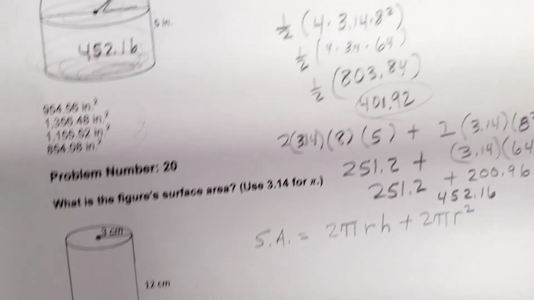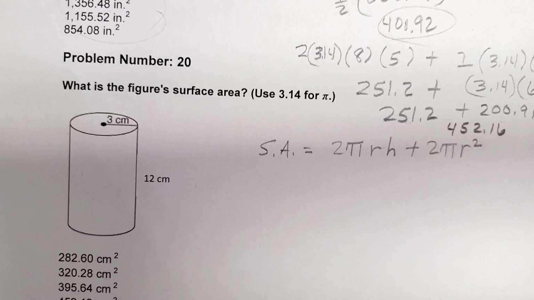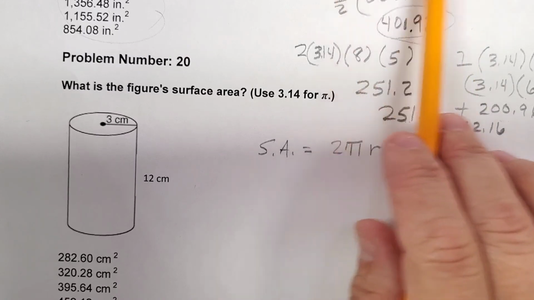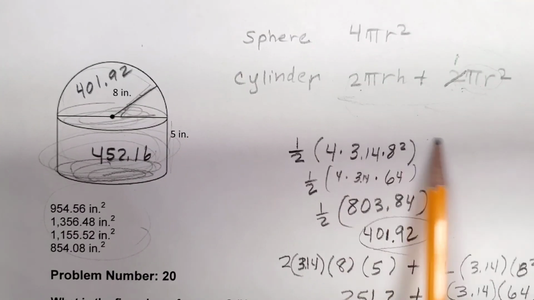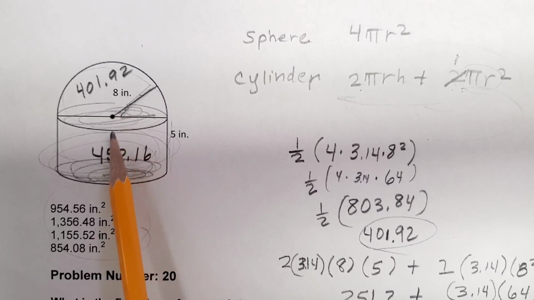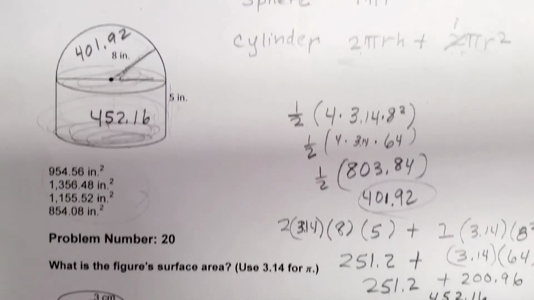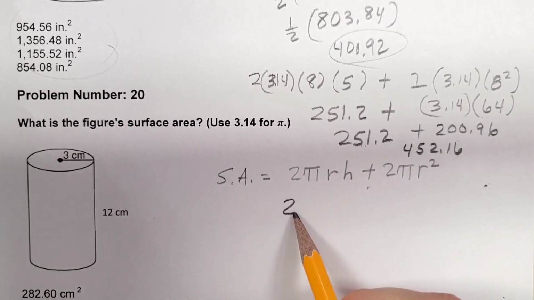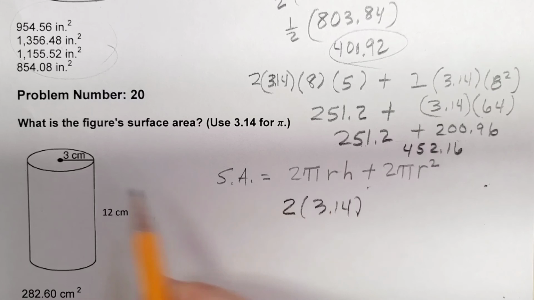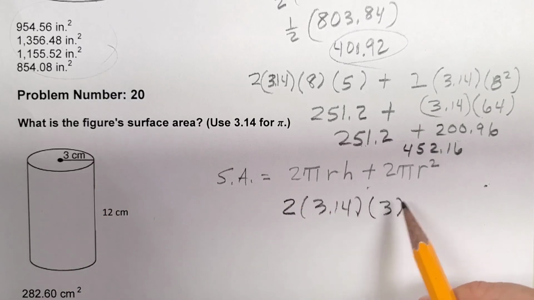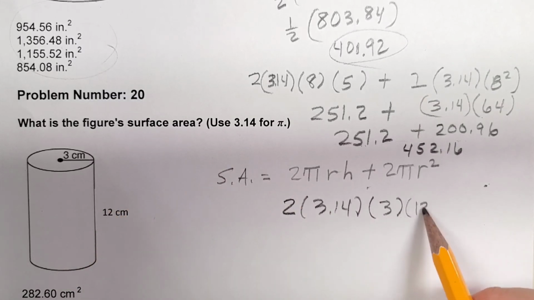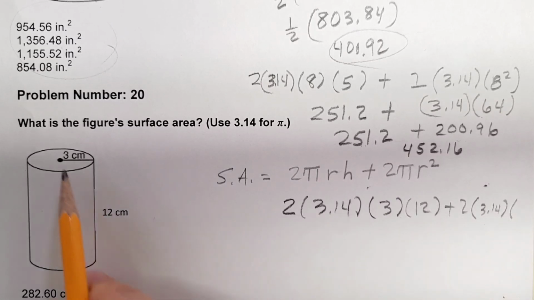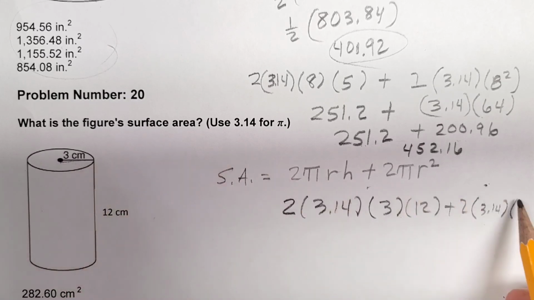Okay, and then the last problem is right here. What is this figure's surface area? Shouldn't be too hard because we just did it here. Remember, we tweaked it. We had to tweak it a little bit though because we were putting the hemisphere on top of that cylinder, covering up that top surface. Now we're just going to do the formula as is, and we don't have to tweak it at all. 2 times pi times radius, which is 3, times the height, which is 12, plus 2 times pi times the radius squared, which would be 9, because 3 squared is 9.